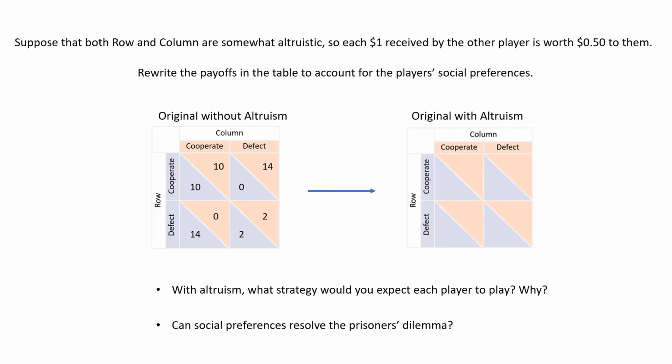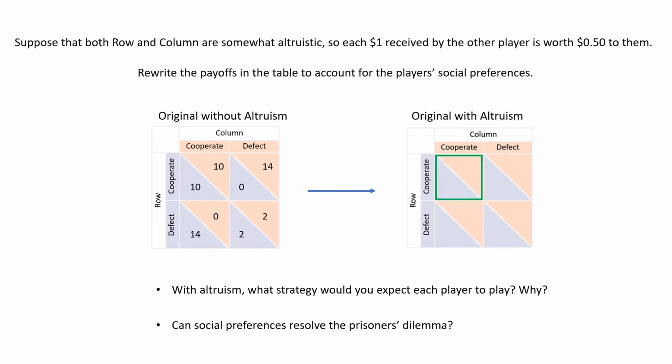So in this case, we need to modify every combination of strategies: cooperate-cooperate, cooperate-defect, defect-cooperate, and defect-defect. So we need to look at each specific cell almost independently. First, I like to look at the top left cell where both players are playing cooperate.